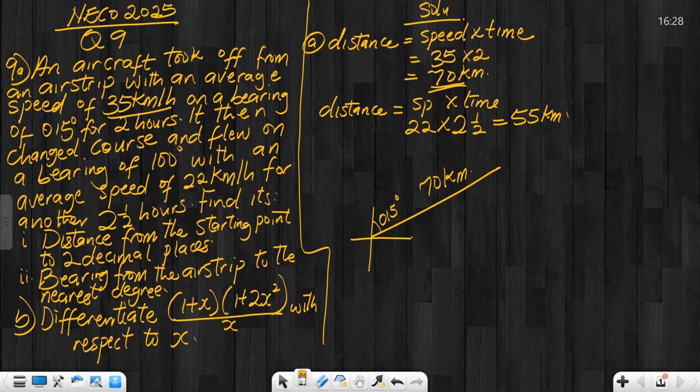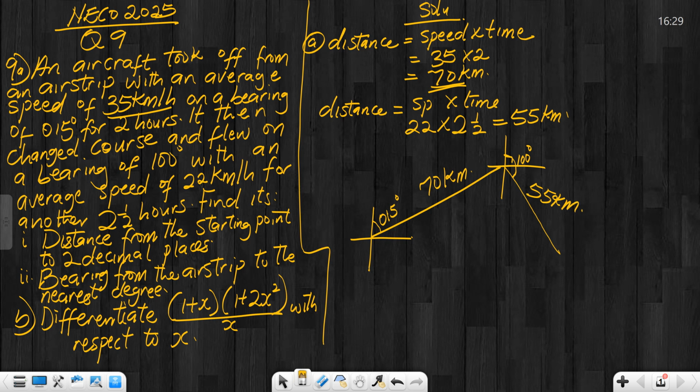It then changes course. Then from here now, it changes direction and flew on a bearing of what? 100 degrees. So if this is 90, then 100 is somewhere here. So from this place to this place, that is 100 degrees. Then for how many kilometers? That's 55 kilometers.